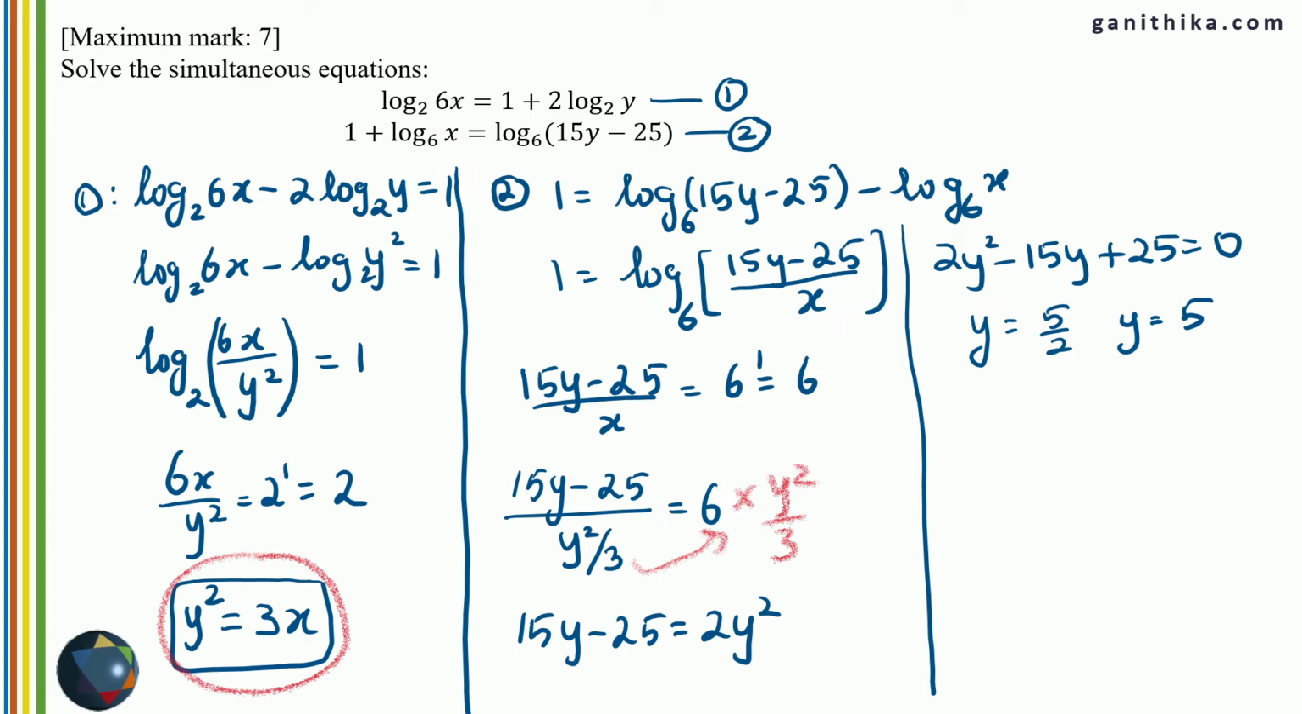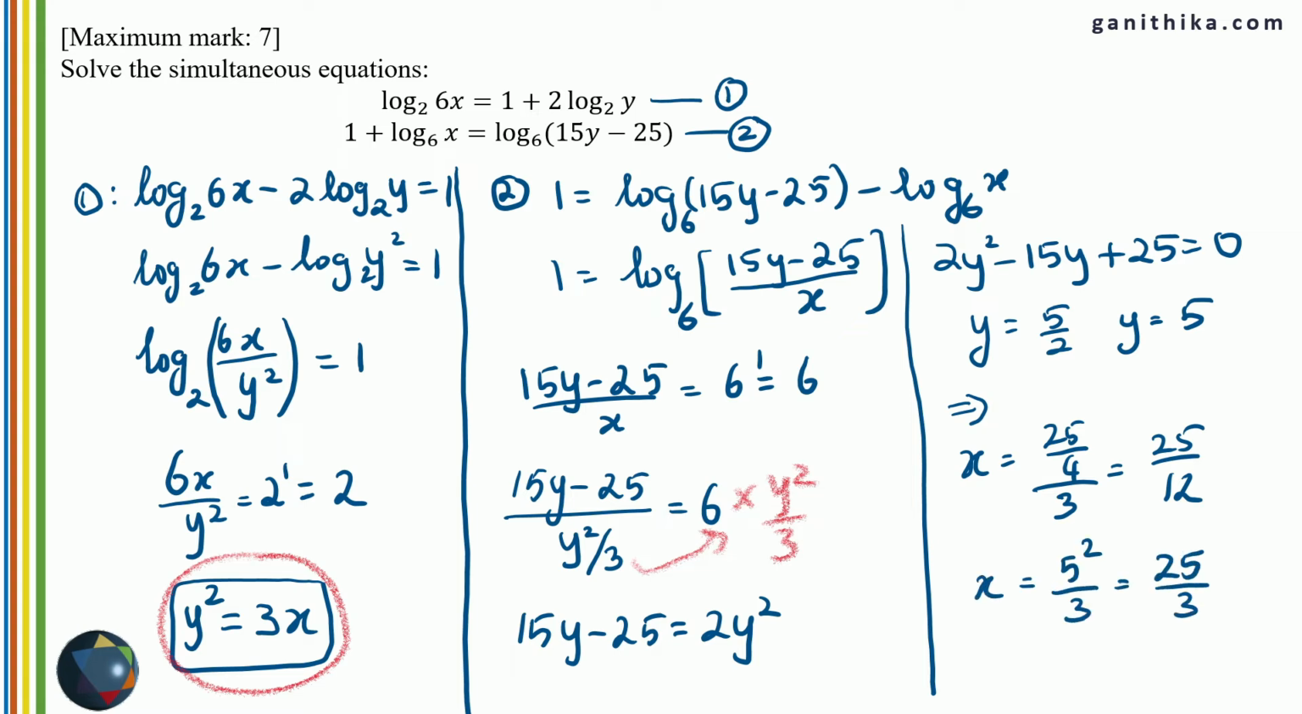Now you have to find the value for x corresponding to each value of y. So for this 5 by 2, you will get x is equal to y squared over 3, which is going to be 25 over 12 for x. And for y equal to 5, x is going to be equal to 25 over 3. Therefore, you have 25 over 12, 25 over 3 for x and 5 over 2, 5 for y.